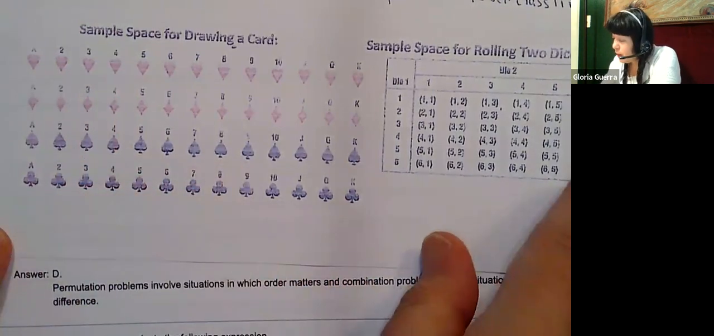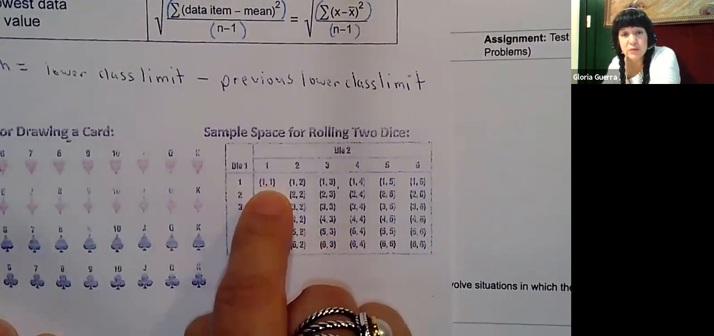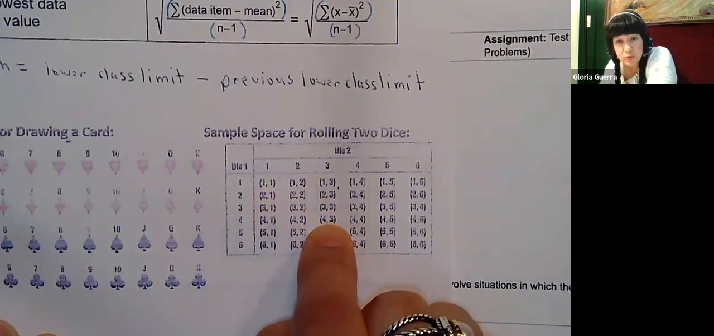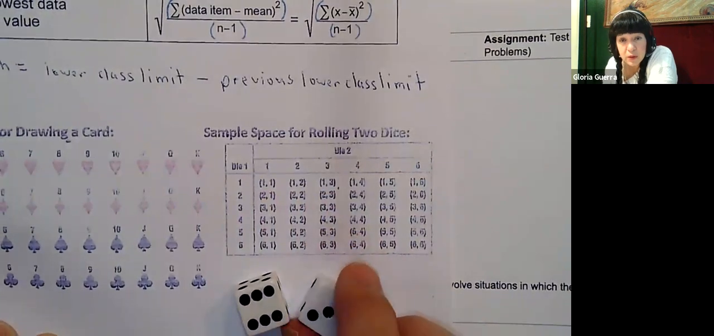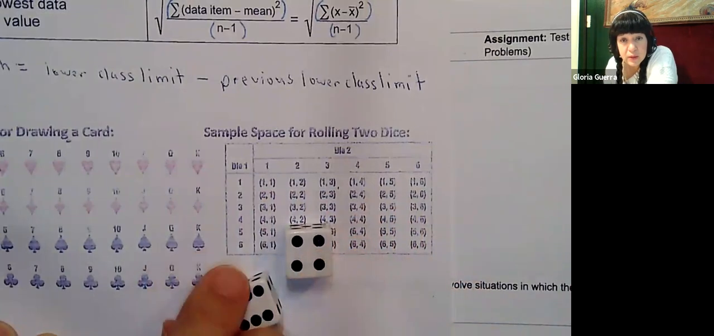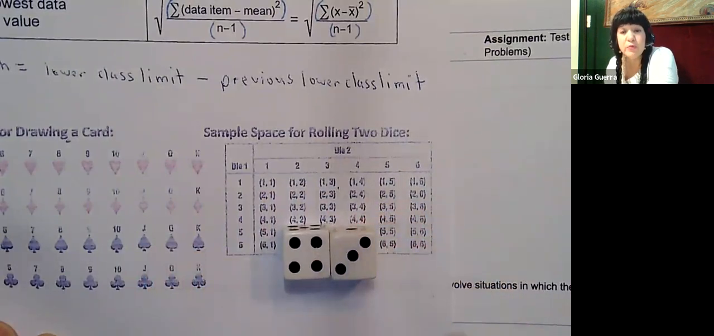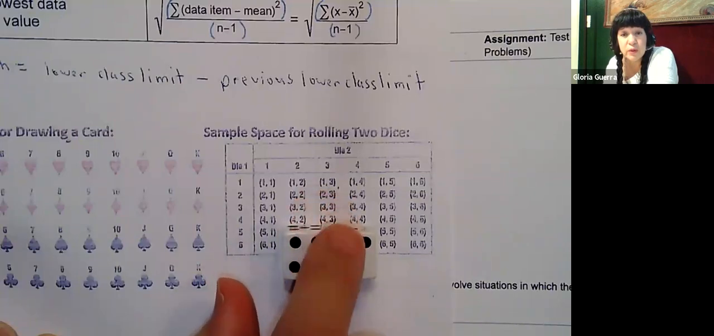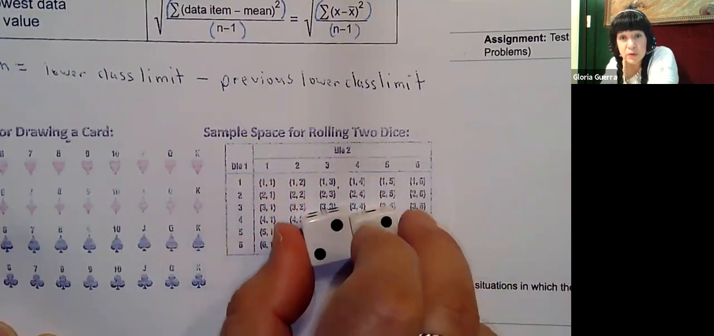Okay, and then you have your sample space here for rolling two dice. For example, I actually have a couple of dice here. The 4-3 would mean that one die, the first one, is landing on a 4, and then the other one is landing on a 3. So that's what the 4-3 represents. And 2-3 means that one of them lands on a 2 and the other one lands on a 3.